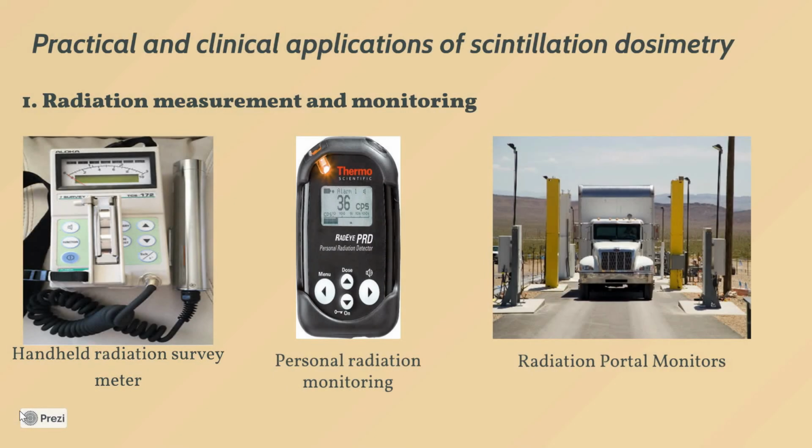Due to the good properties of the scintillation dosimeters, as mentioned previously, they are involved in many clinical and practical applications. One of these applications is radiation measurement and monitoring. Several types of scintillation dosimeters are used depending on the application. For example, the handheld radiation survey meter is used to measure the radiation of the environment in hospitals and industries dealing with radiation. The second type is personal radiation monitoring, which is used by the personnel working with radiation. These dosimeters count how much dose they receive.